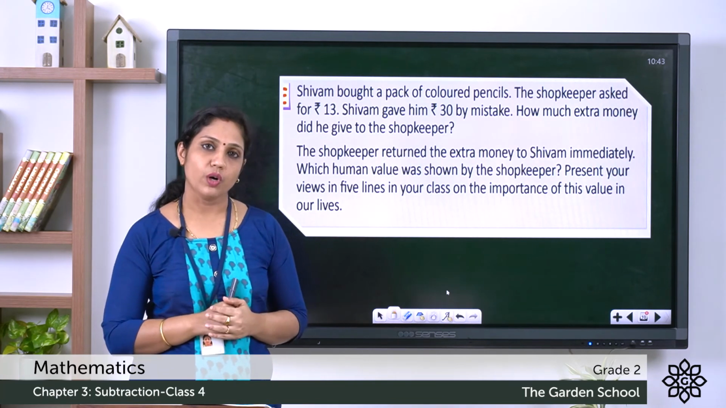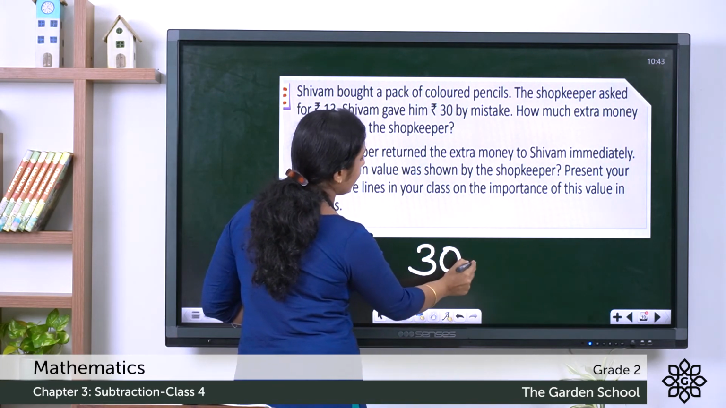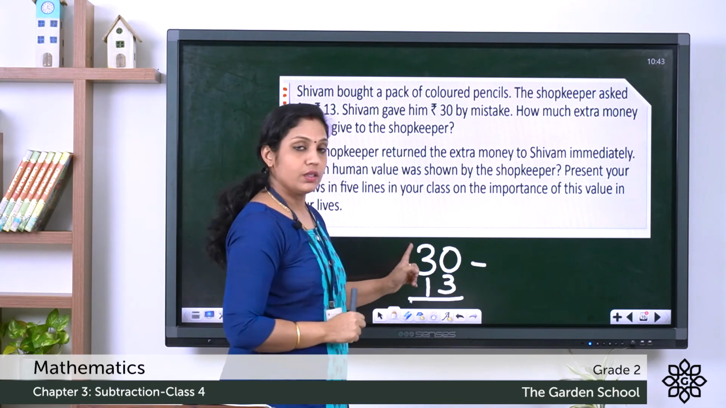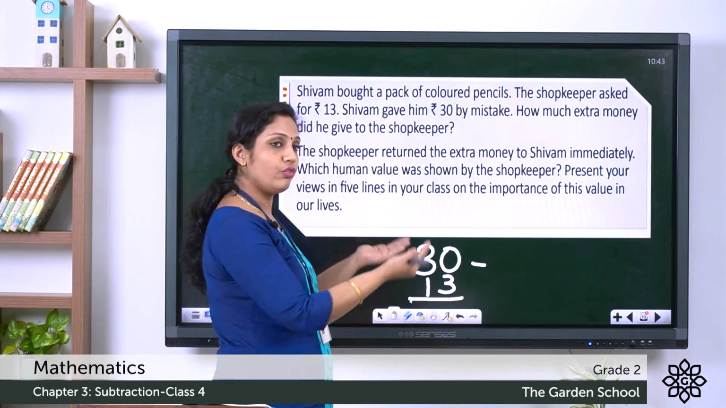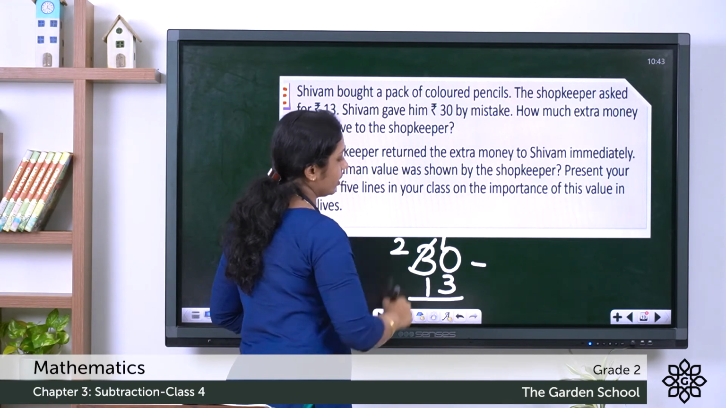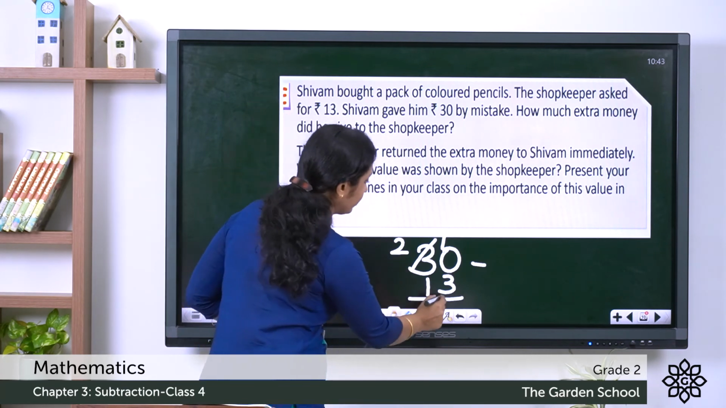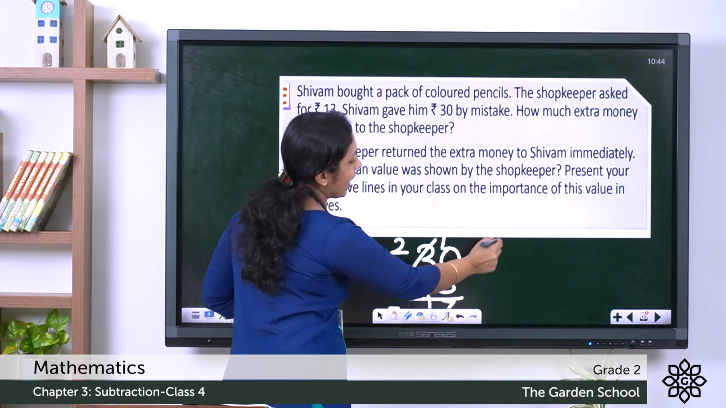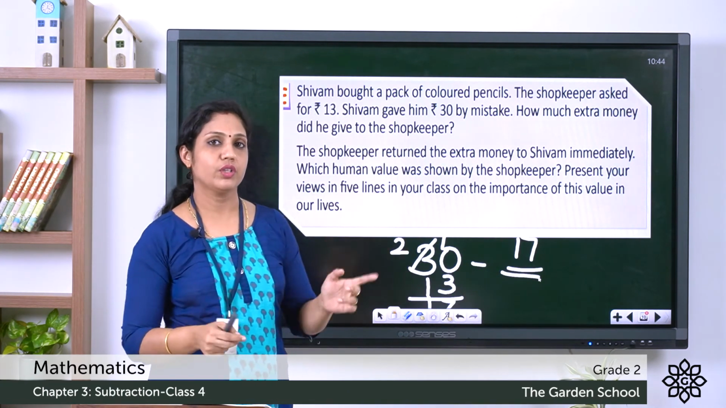For finding out, what should we do? We can subtract 30 minus 13. So, 0 minus 3. We can't subtract. We can move to the tens place. We get 2 here and 10 here. 10 minus 3 is 7. 2 minus 1 is 1 and the answer is 17. So 17 rupees more Shivam gave to the shopkeeper.